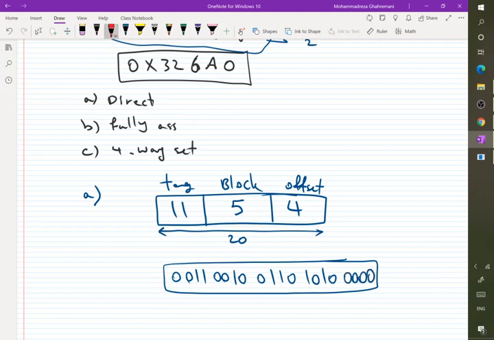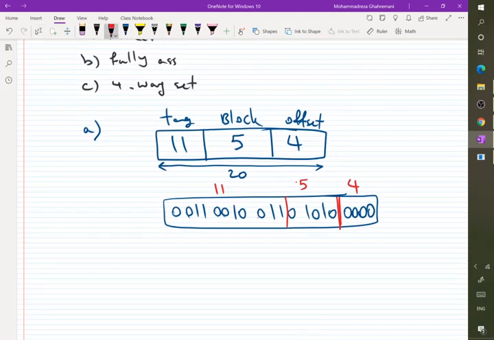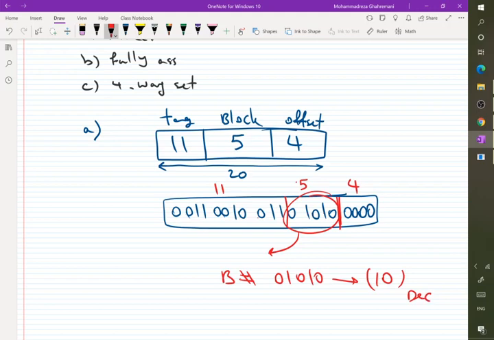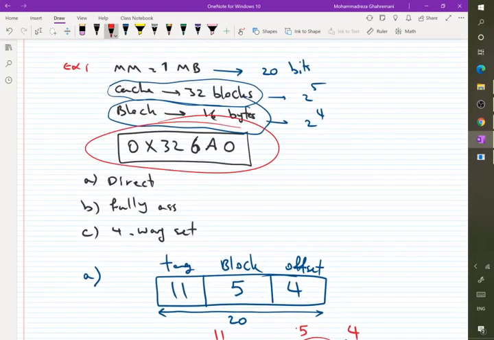The first 4 bits are for the offset. The next 5 bits, 1, 2, 3, 4, 5, are for the block, and 1, 2, 3, 4, 5, 6, 7, 8, 9, 10, 11, that's 11 for the tag. So which block holds this data? Of course, block number 01010, which is block number 10 in decimal. So block number 10 holds the data of this address.